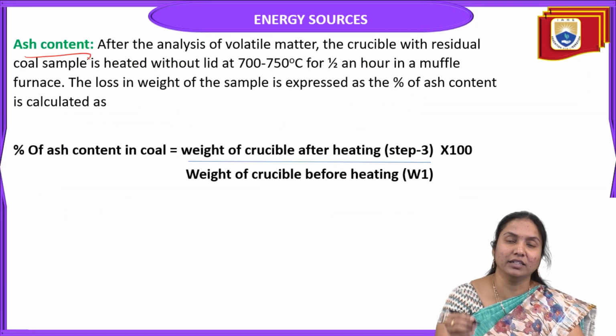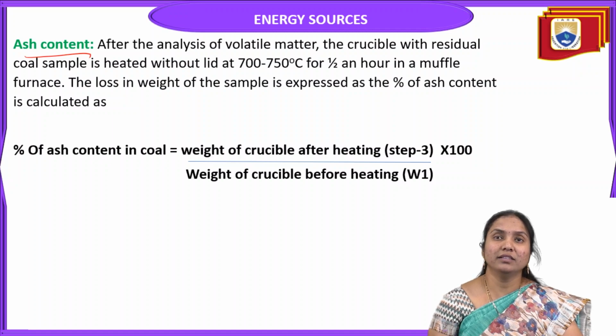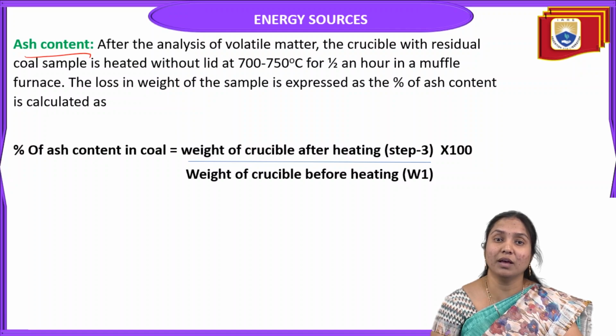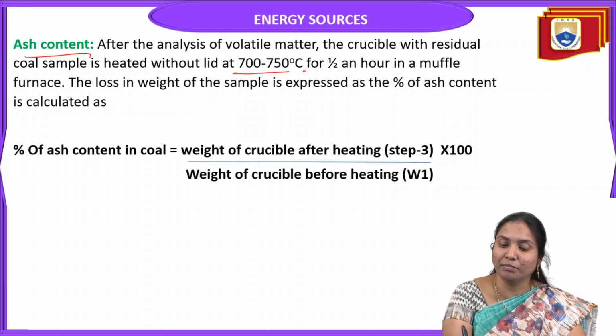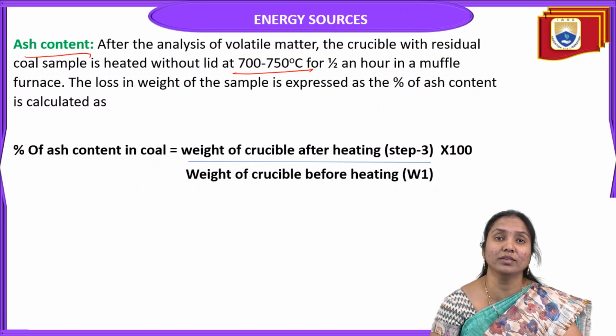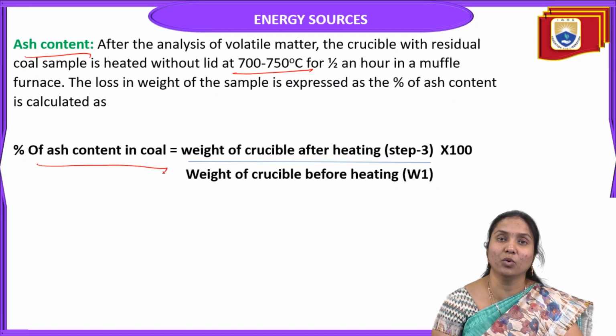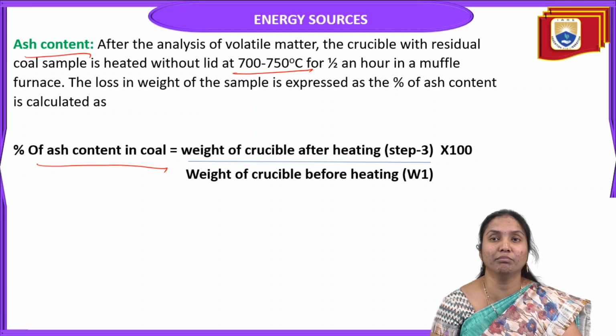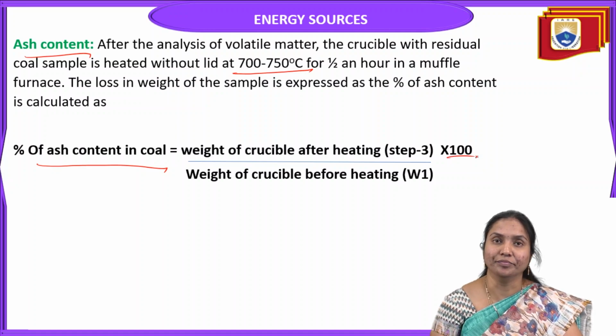Next, the third one is ash content. After the analysis of volatile matter, the crucible with the residual coal sample is heated in an electrical or muffle furnace for half an hour, maintaining the temperature at 700 to 750 degrees centigrade, without the lid. The loss in weight is expressed as the percentage of ash content present in the coal sample. So how can we calculate the percentage of ash content? Percentage of ash content in coal equals the weight of crucible after heating divided by the weight of crucible before heating in step 3, into 100.